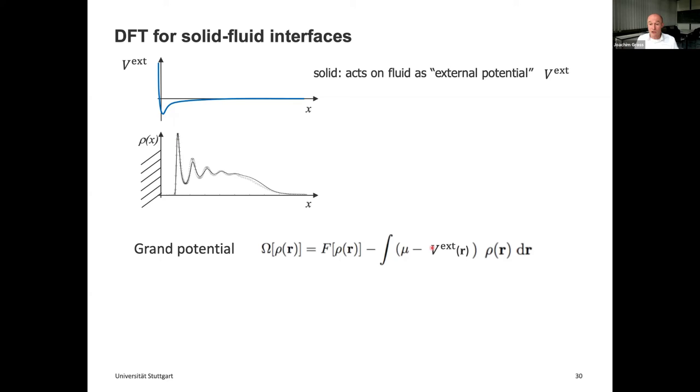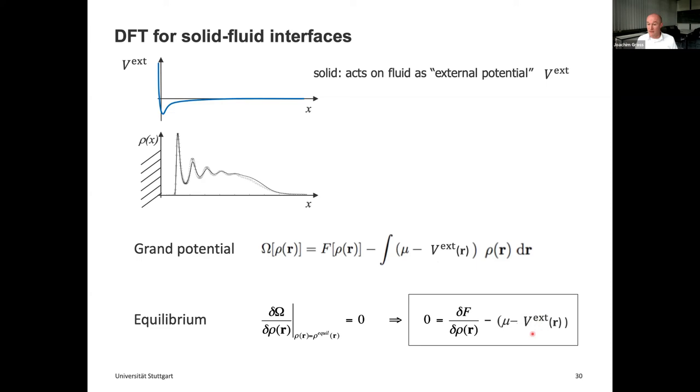How does the wall enter? It enters onto the effective chemical potential, which is bracketed here. So this is the chemical potential from, let's say, intermolecular interactions only, minus the external potential. That's the effective chemical potential acting on a species i. So then the same equation has to be solved, except that this external potential enters.